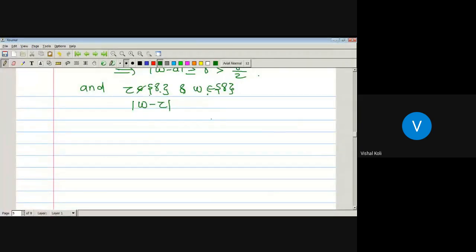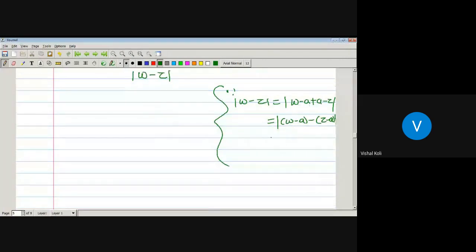Let's see how. Okay, suppose this is modulus of w minus z. We can write this as w minus a plus a minus z. Okay, so we will write this as modulus of w minus a minus of z minus a. Correct? Now, what is the relation between modulus of z1 minus z2 and mod z1 minus mod z2?